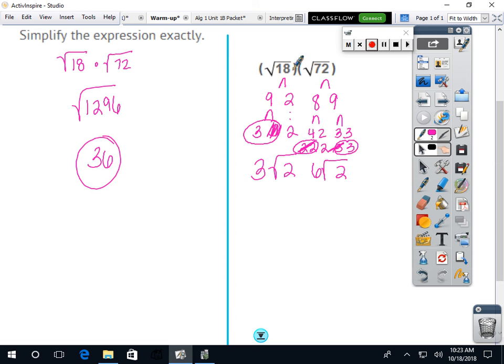But remember, we're still multiplying these. So outside numbers multiply together. 3 times 6 is 18. Inside numbers multiply together. The square root of 2 times the square root of 2 is the square root of 4. But then we all know that the square root of 4 is just 2, and 18 times 2 is 36. So really, it probably was easiest to go with this route. Multiply them first, then simplify. Okay? But either way you did it, you would have got 36.